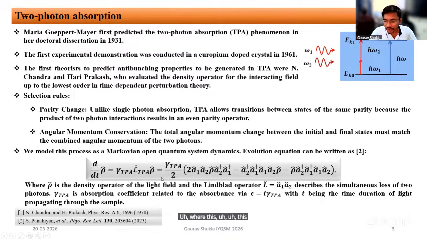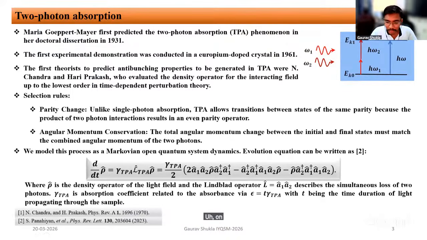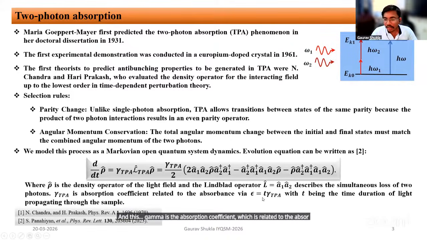shows the evolution equation, where rho is the density operator of the light field that we use on this material, and L is the Lindbladian operator which shows the loss of two photons, and gamma is the absorption coefficient, which is related to the absorbance through T times the absorption coefficient, where T is the time duration of propagation through the sample.